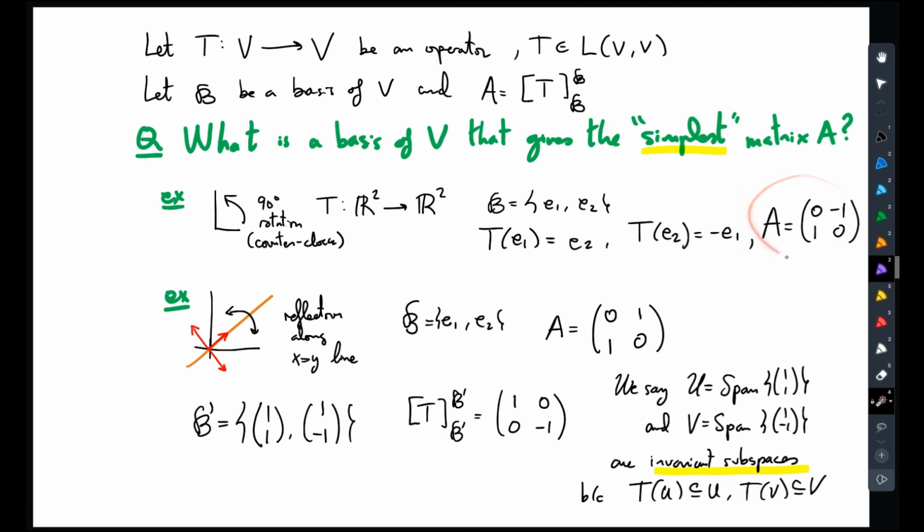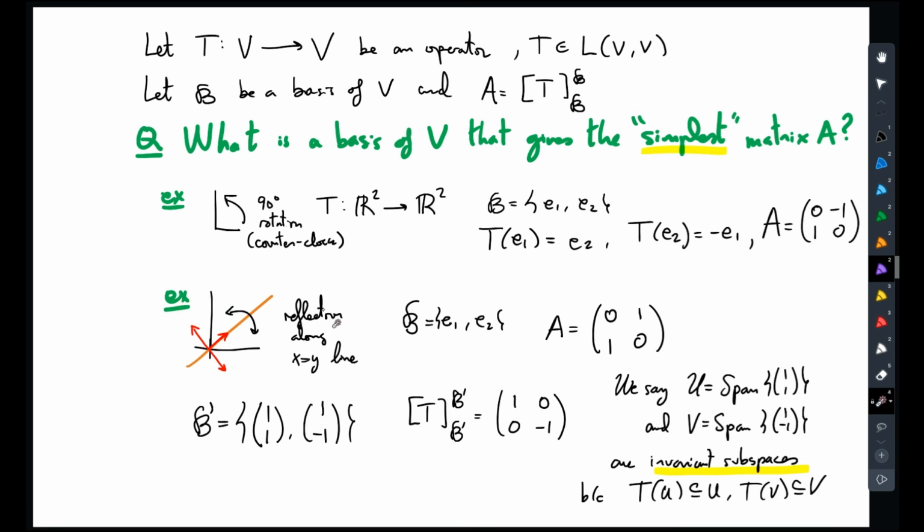Now, this is not a very complicated matrix, but it is not, for example, a diagonal matrix, which would be a lot easier to work with. So is there a basis for R2, instead of the canonical basis, that would make this even simpler? Well, we'll see. Now, let's have another example here.